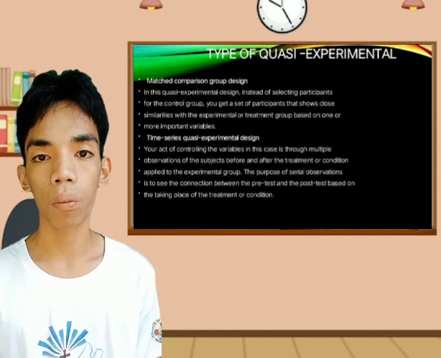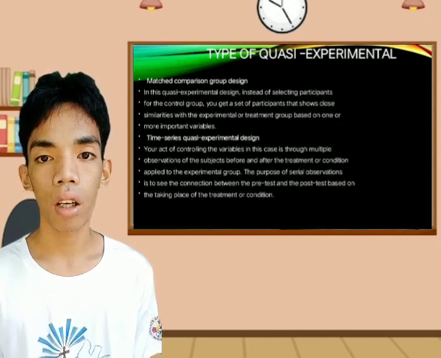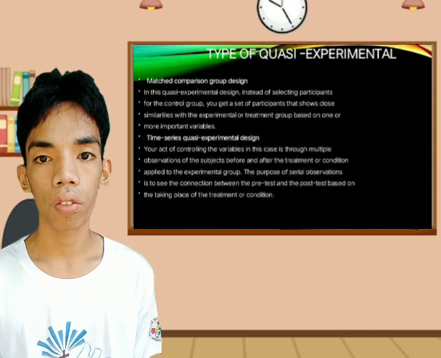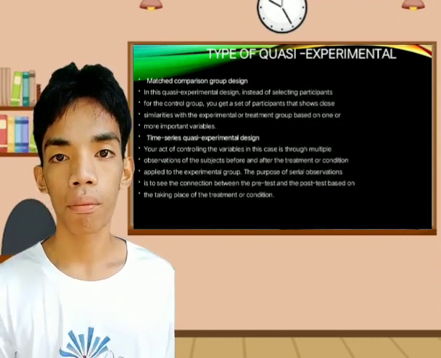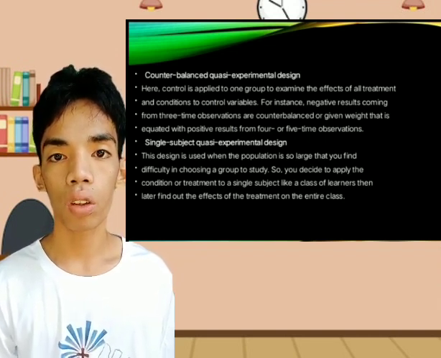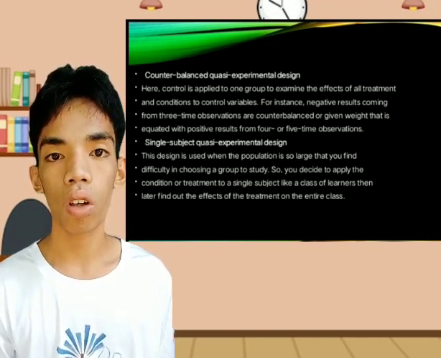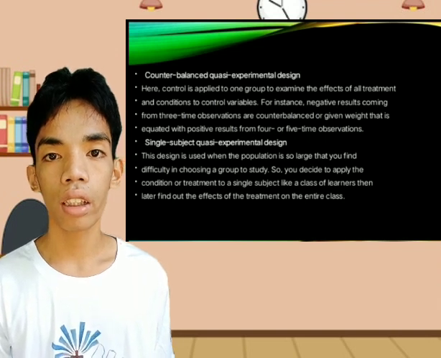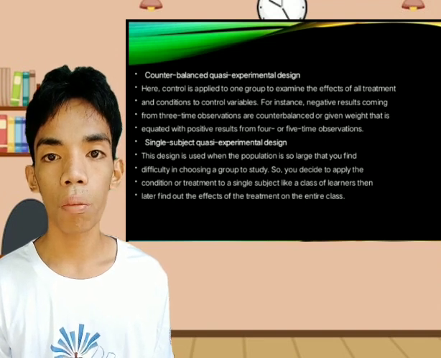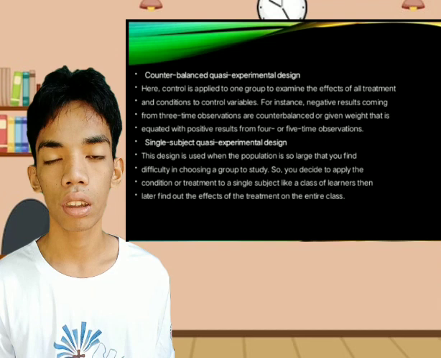The purpose of several observations is to see the connection between the pre-test and the post-test based on the taking place of the treatment or condition. Counterbalanced quasi-experimental design. Here, control is applied to one group to examine the effect of all treatments and conditions to control variables. For instance, negative results coming from 3-time observation are counterbalanced, or given weight that is equated with positive results from 4 or 5-time observation.